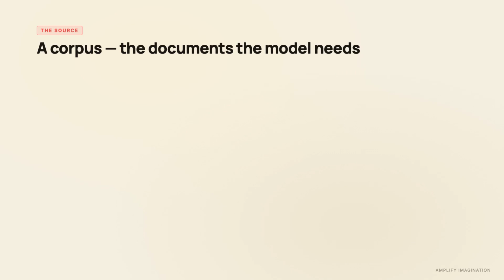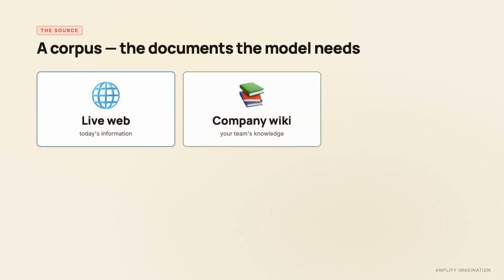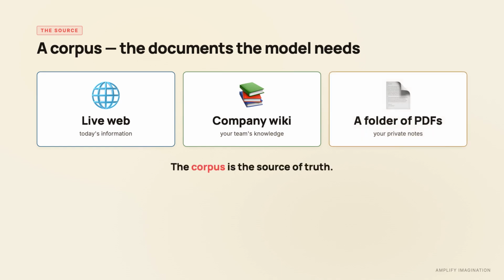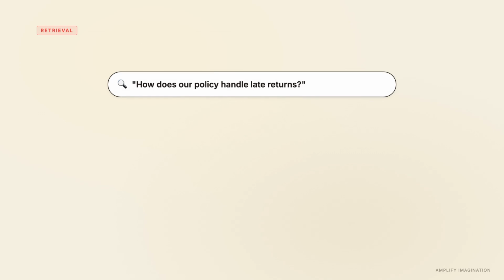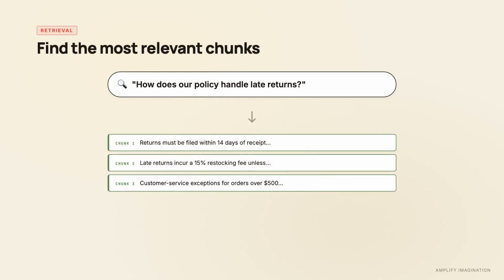The trick is in 3 parts. First, you have a corpus, a pile of documents that contain information the model needs. Could be the live web, could be your company wiki, could be a folder of PDFs. Second, when a question comes in, a retrieval system searches that corpus and finds the most relevant chunks of text. We'll dig into how it does that in a future episode. For now, think of it as a really good search engine.